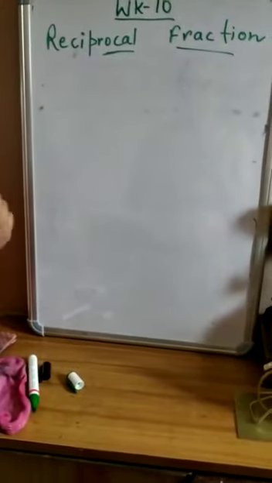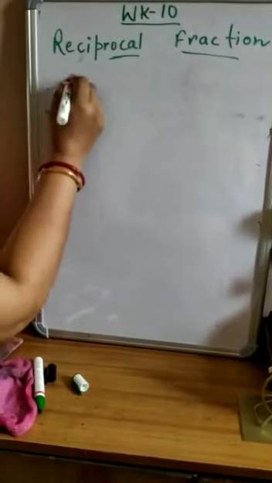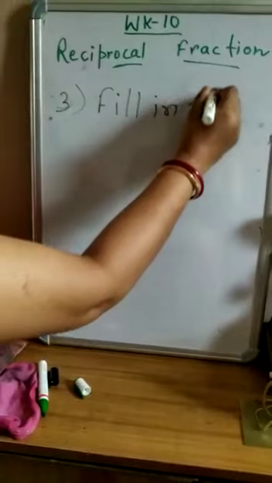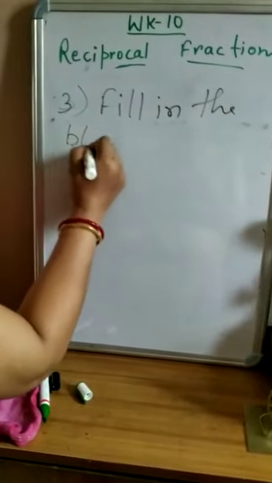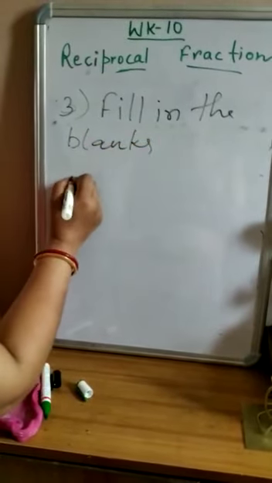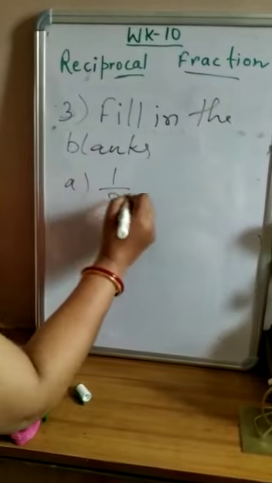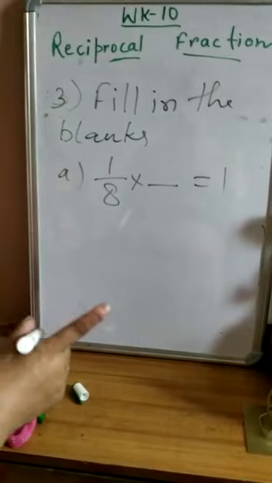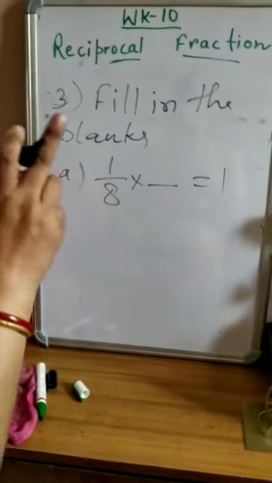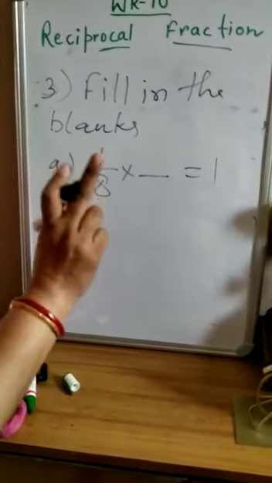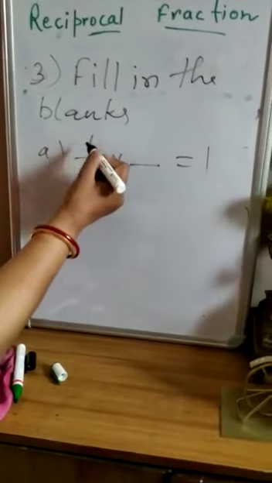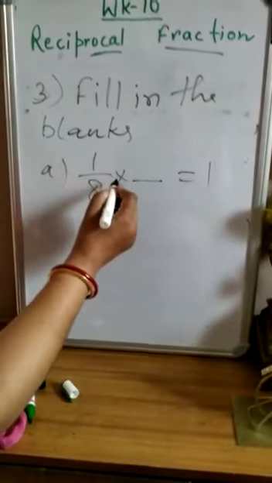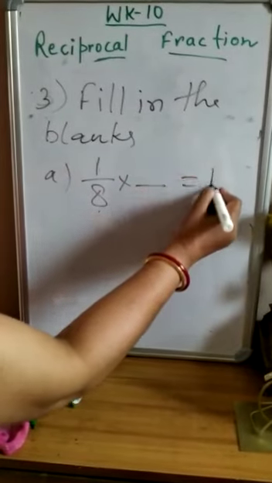Question number 3 is a fill in the blanks, children. You have to fill up the correct answer. Now A. 1 by 8 is multiplied by what, equal to 1? I have told you that when we multiply the reciprocals, the product is 1. Here, what will I multiply with 1 by 8 to get the product 1?